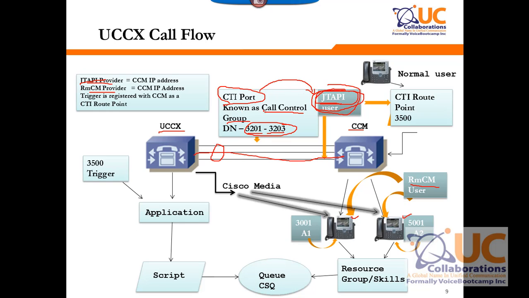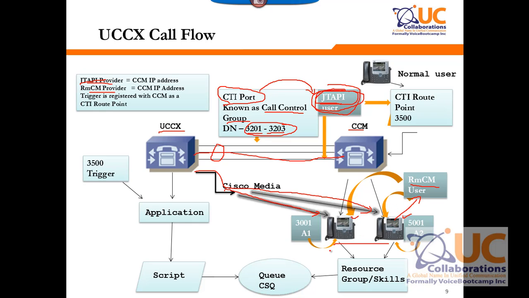So that's the first thing that happens. Then you need to define how many channels, or simultaneous RTP sessions, you want to have. That will depend on Cisco Media. Once you define this, your next step is to tell the RMCM which phones, out of all in the entire organization, are going to be our agent phones. So we select the phones and we associate those phones to the RMCM users.